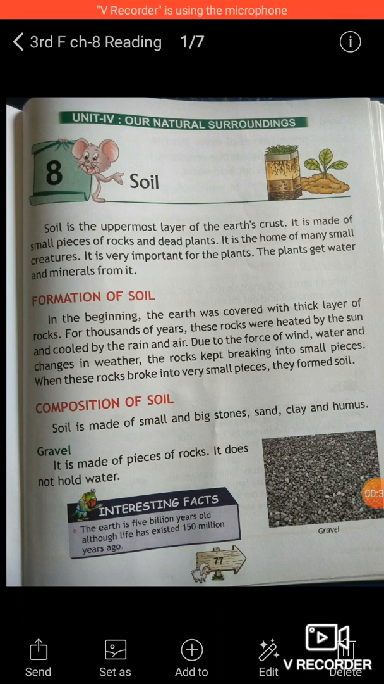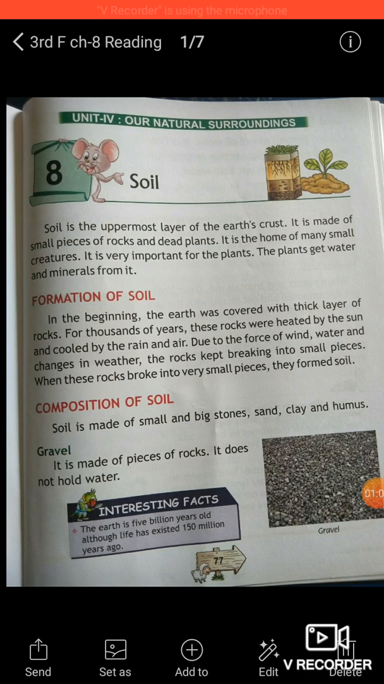It is made up of small pieces of rocks and dead plants. It is the home of many small creatures. As you know, small creatures also live in the soil. It is very important for the plants. The plants get water and minerals from it. Okay, plants get water and minerals from the soil.